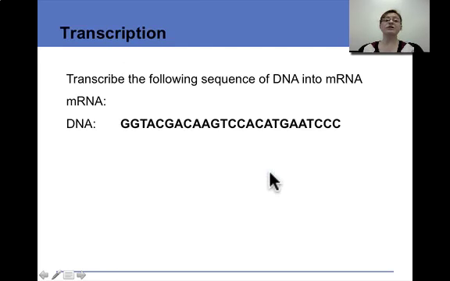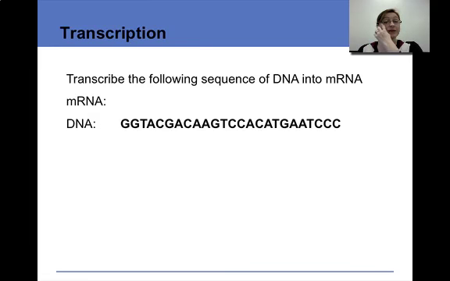Okay, so now it's your turn. On your note handout, you'll see there is a DNA sequence. What I would like you to do is I'd like you to pause the video here and see if right above it you can write what the mRNA sequence would be, keeping in mind the base pairing rules. So pause the video.